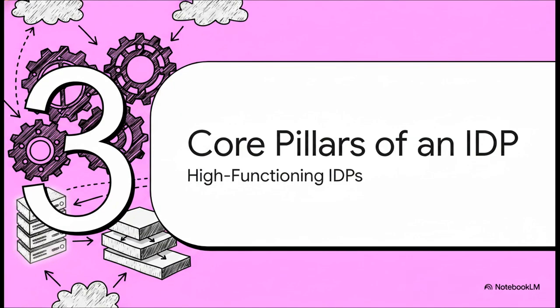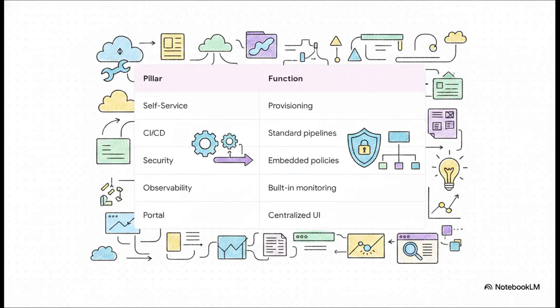Let's move on to section 3 and look at the architecture, the core pillars of an IDP. When you look under the hood, a really high-functioning platform rests on 5 core pillars. First, it starts with self-service infrastructure, so developers can finally skip the whole support ticket game. Next, you need CI/CD automation for standard, reliable pipelines. Then we embed security guardrails directly into the workflows, right alongside observability, which means things like logging and monitoring are just turned on by default. And finally, the whole shebang lives inside a developer portal, giving everyone a clean, centralized UI.